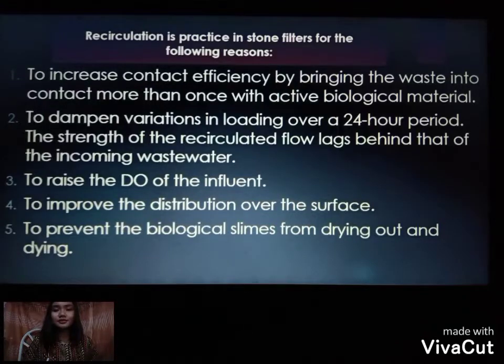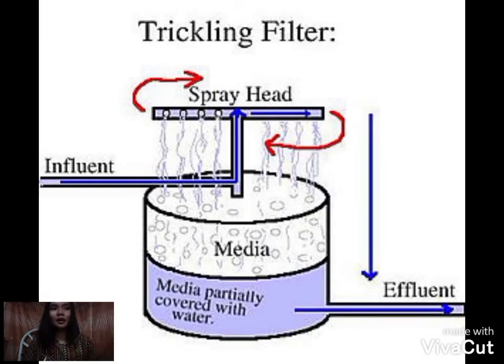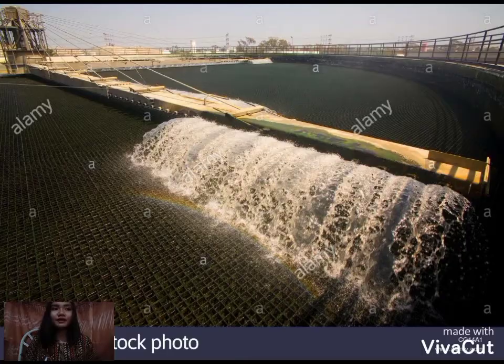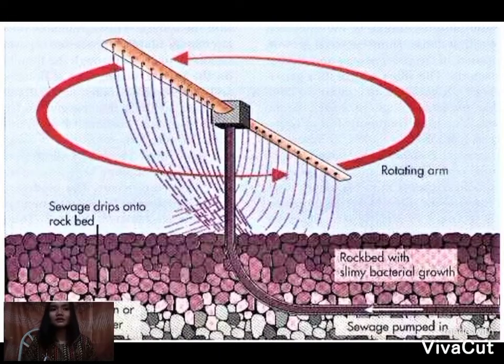Recirculation is practiced in stone filters for the following reasons. First is to increase contact efficiency by bringing the waste into contact more than once with active biological material. Second is to dampen variations in loading over a 24-hour period. The strength of the recirculated flow lags behind that of the incoming wastewater.